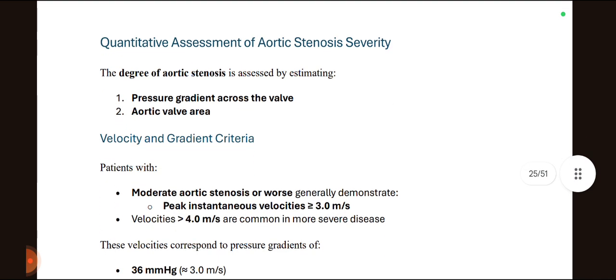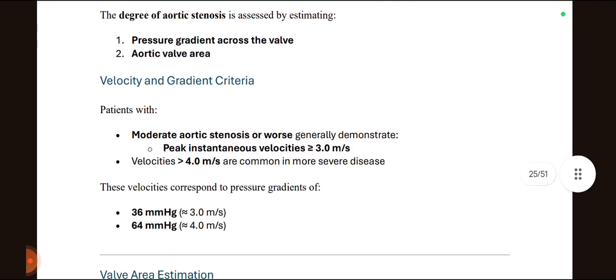So, that is basically how you do an echo. Now, how will the quantitative assessment be done? Quantitative assessment of aortic stenosis severity is done by estimating the pressure gradient across the valve and the valve area.